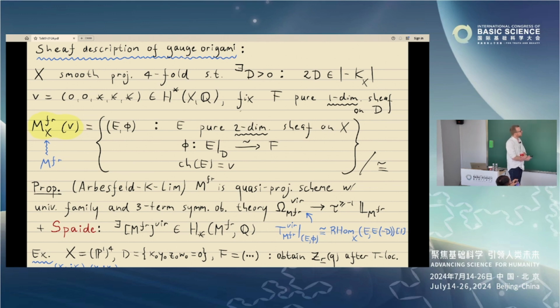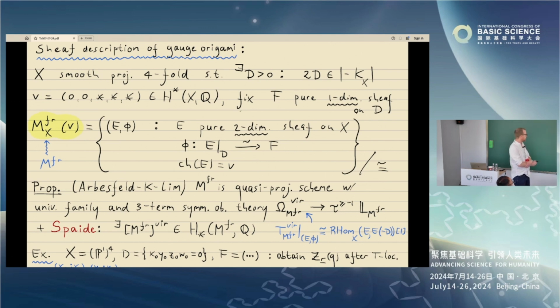Let us work a little more generally. Let X be a smooth projective 4-fold with an effective divisor such that twice the divisor is anti-canonical. Let us fix a Chern character in cohomology with first 2 entries 0. And let us fix a pure one-dimensional sheaf on this divisor. And it's important that this divisor is allowed to be singular, and even non-reduced.